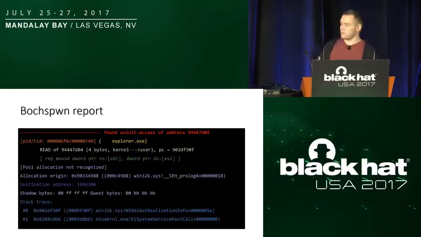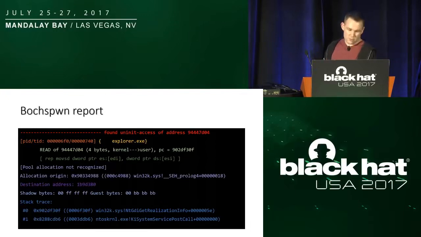So here we have an example of a Bochspwn report that was generated in an actual runtime. You can see all of the information that we have about the bug that happened. We have the address of the memory that is being read. We have the information about the process, in this case, explorer.exe. We have the faulting instruction, which, as I mentioned before, can only be rep movsd in this case.